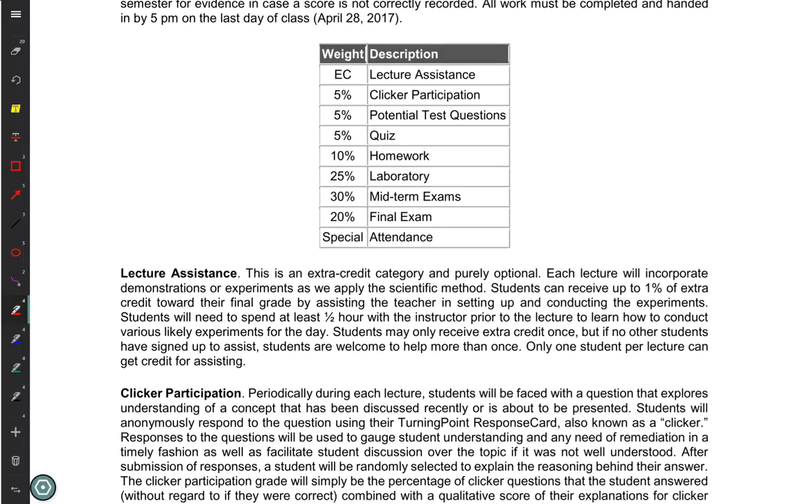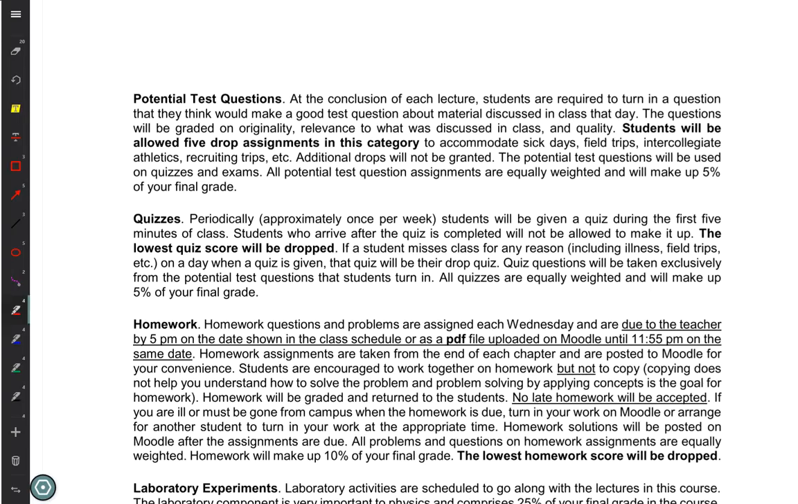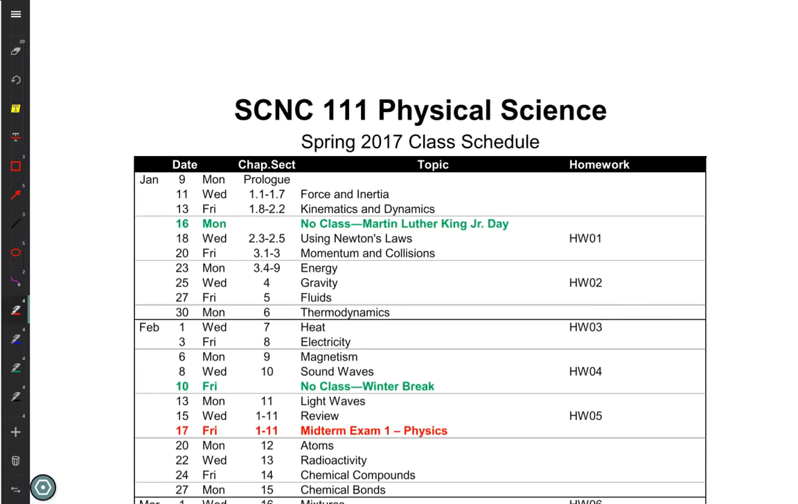So those first 3 things are each 5% of your grade. Then 10% of your grade is homework. There are homework assignments basically every week. I believe they're due on Wednesday. Well, let's see. Yes, they're due on Wednesday. And the first homework assignment here, it just says HW01. Homework number 1 will be due on my sister's birthday, January 18th.